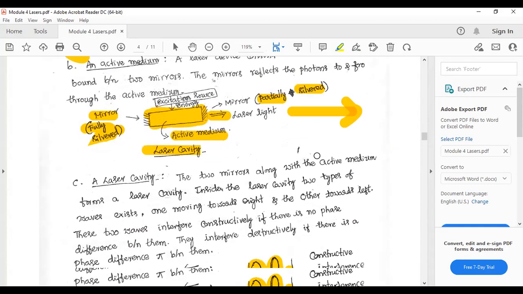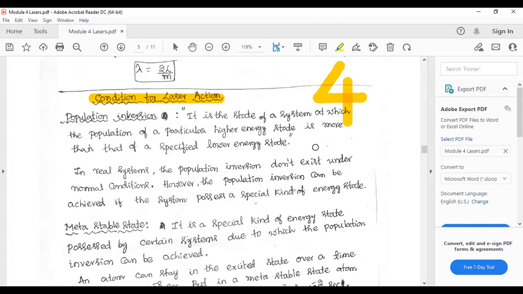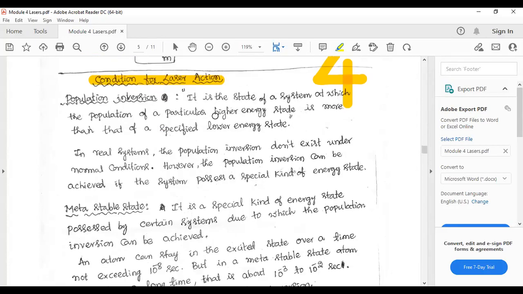And now I will explain what the conditions for laser action are. The first condition is the population inversion condition. Population inversion means, to get a higher intensity, the number of atoms in the excited state must be greater than the number of atoms in the ground state. That is known as population inversion.